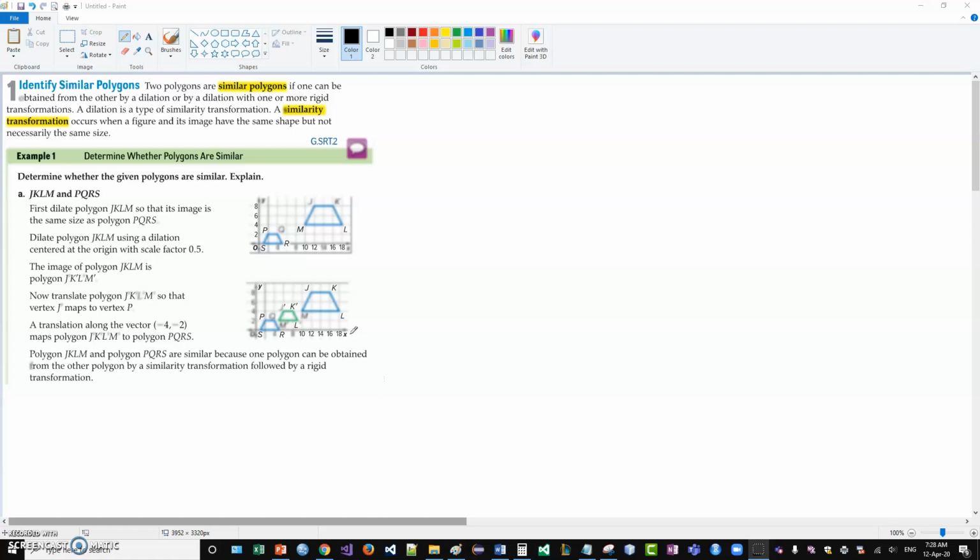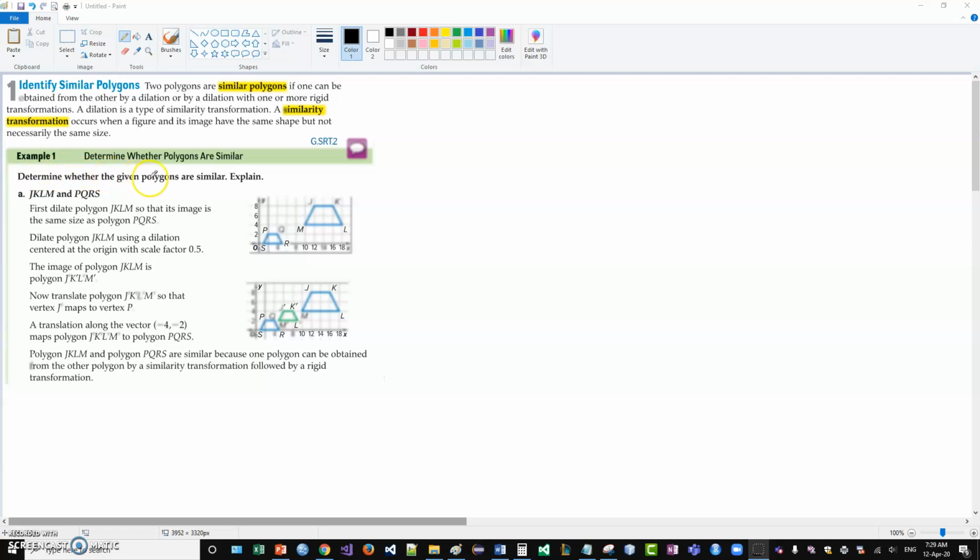Let's look first at the definition of similar polygons. Two polygons are similar if one can be obtained from the other by dilation or by dilation with one or more rigid transformations. A dilation is a type of similarity transformation. A similarity transformation occurs when a figure and its image have the same shape but not necessarily the same size. So let's look at this figure.